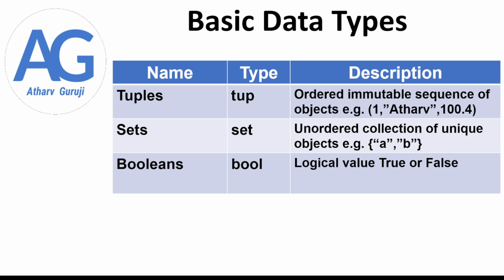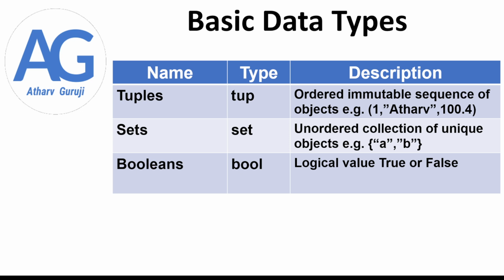See here, tuples type is tuple. So this is ordered immutable sequence of objects. Example, in parenthesis you see 1, in double quotes athav, comma 100.4. So basically tuples are similar to lists but differ primarily in their immutability. Simple.